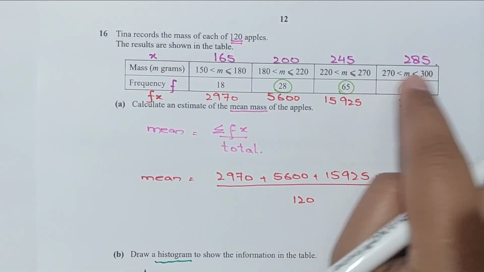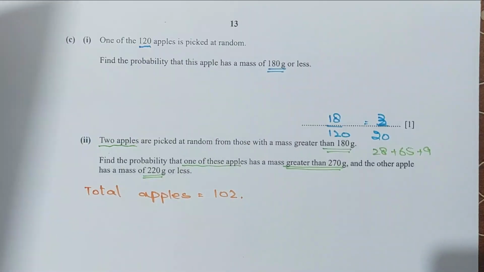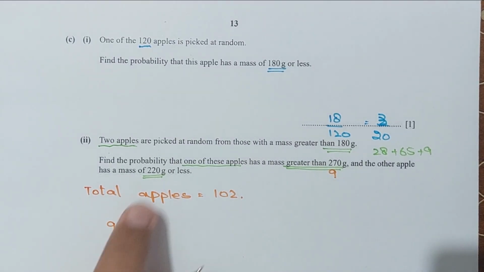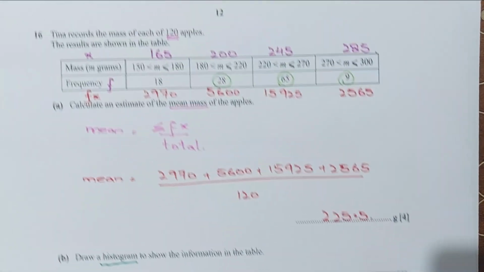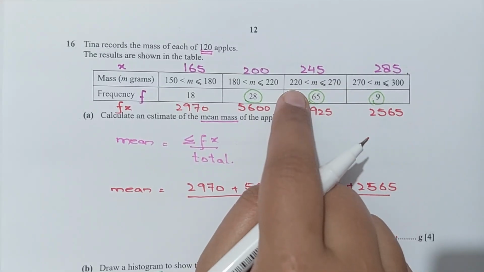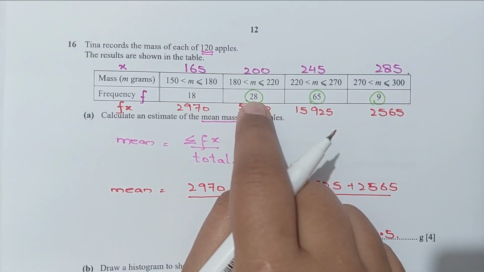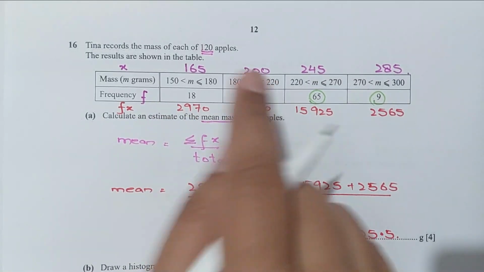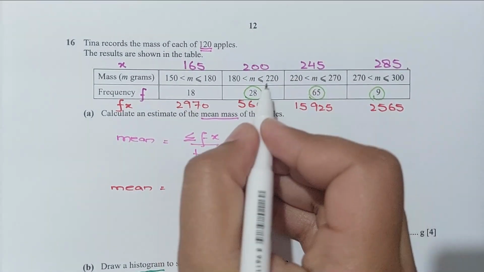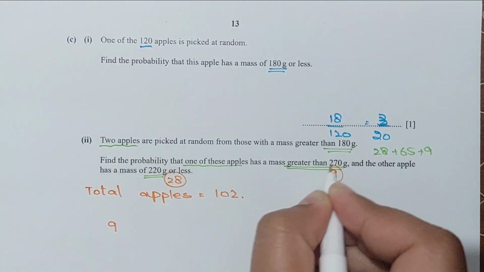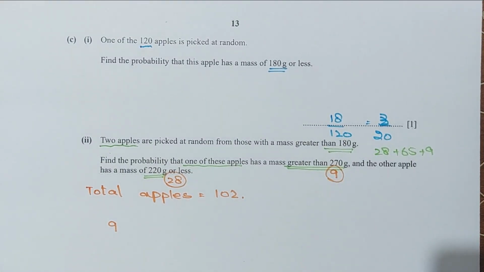From those 102 apples, the first apple has a mass greater than 270 grams. Not 270, more than 270, there are 9. The first one is 9 apples, and the other one has a mass of 220 or less. Exactly 220 and less than 220 are 28. So there are 28 apples in this case, right?